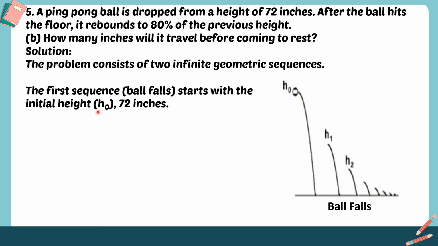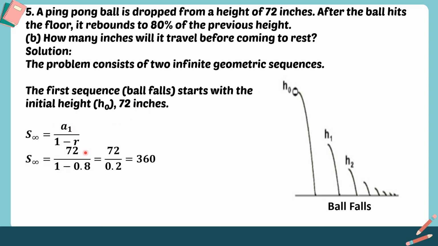Solve muna natin to from the initial height na 72 using the infinite geometric series na a sub 1 over 1 minus r. So, substitute tayo yung a sub 1 natin na initial height which is 72. Tapos, yung common ratio na 0.8. So, 1 minus 0.8, that is 0.2. Then, 72 divided by 0.2, that is 360. So, sa pagbagsak ng bola, ang magiging total na matatravel ng bola ay 360.